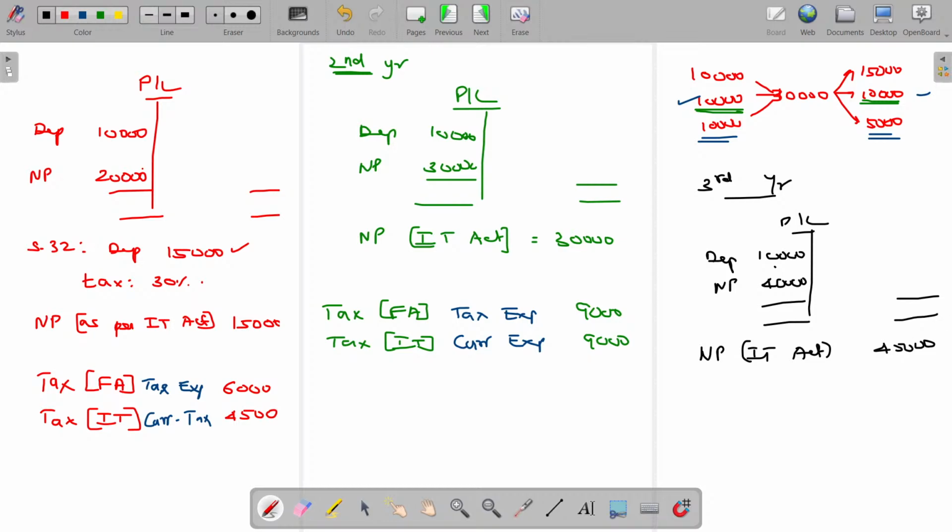Clear? Come on, tell me. What about the tax as per financial accounts? Financial accounts being 12,000. Tax as per income tax purpose being 13,500. This will be called what? Tax expenses, and this will be called current tax. Hope you will be now able to understand the difference between current tax and tax expense.